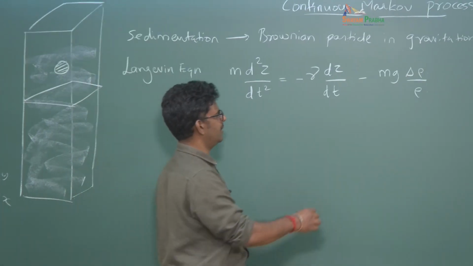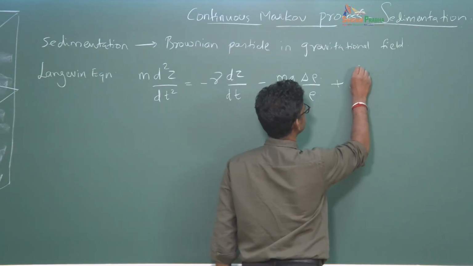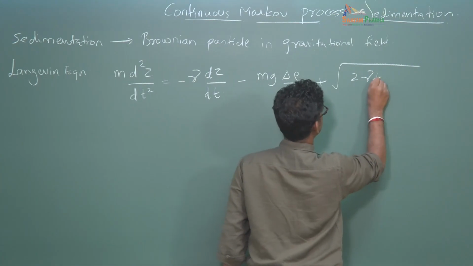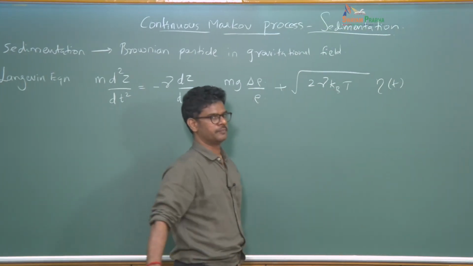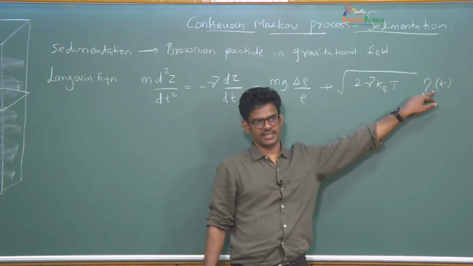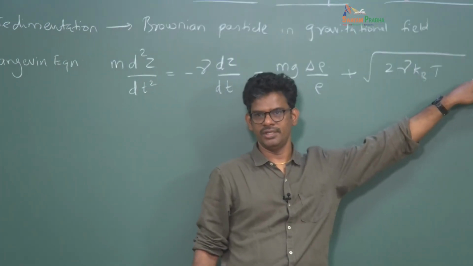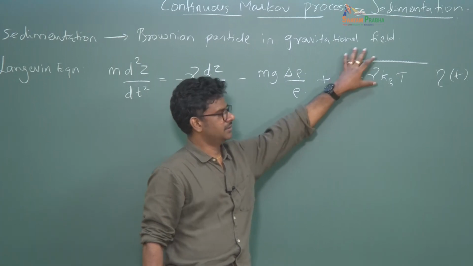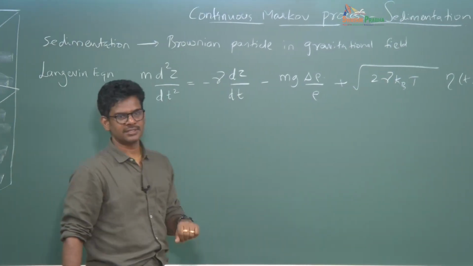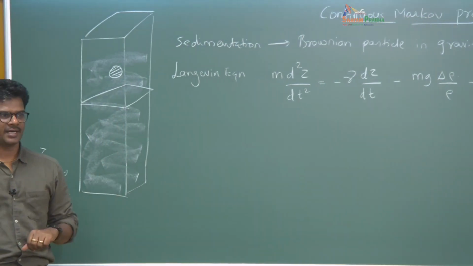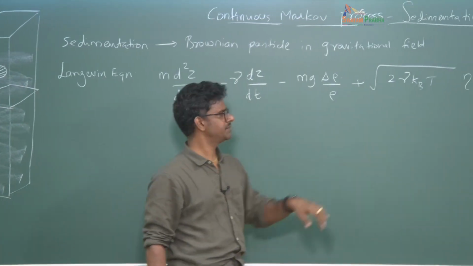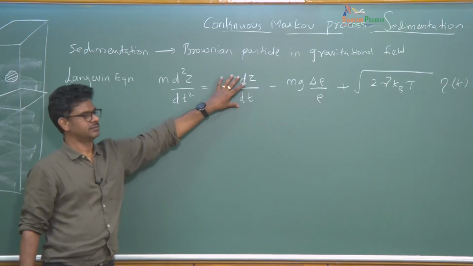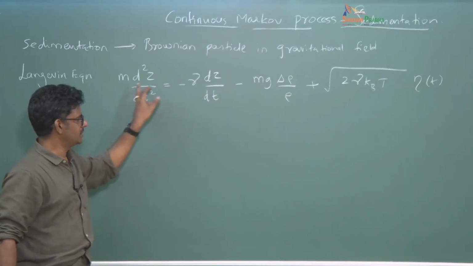Then we have the thermal noise. This is a Gaussian random variable with zero mean and unit variance. This is the random noise imparting a force on the particle due to thermal noise, drag, and external field. This is written for the z direction.